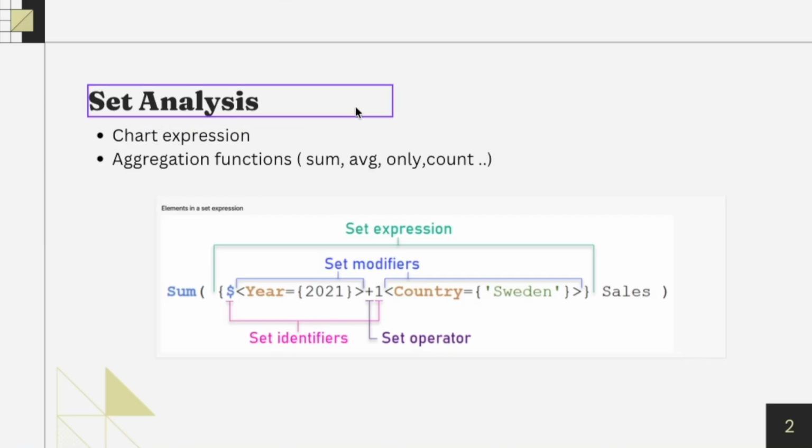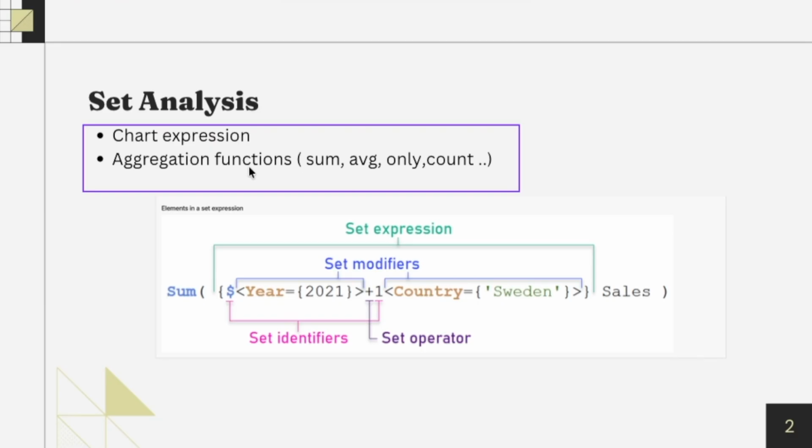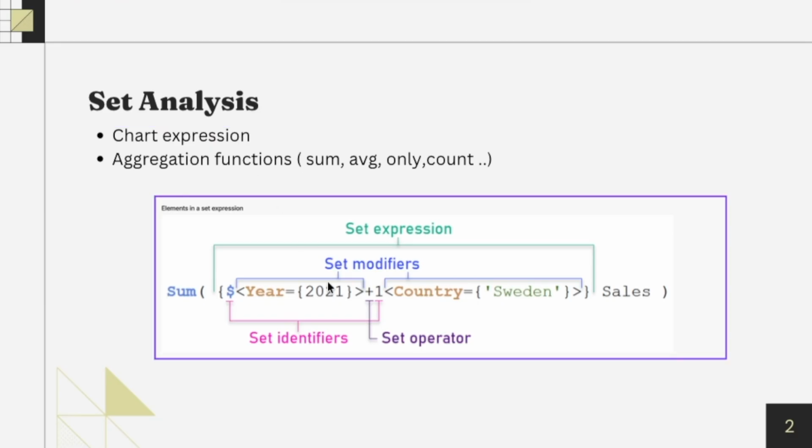Set analysis is a chart expression, so we can use it only at the chart level. It works with aggregation functions. Set analysis is composed of a set expression, and in this set expression we have a set identifier, set operator, and set modifiers, and we will dive in to see all these parameters in detail.